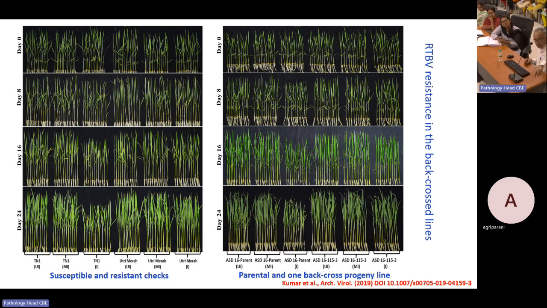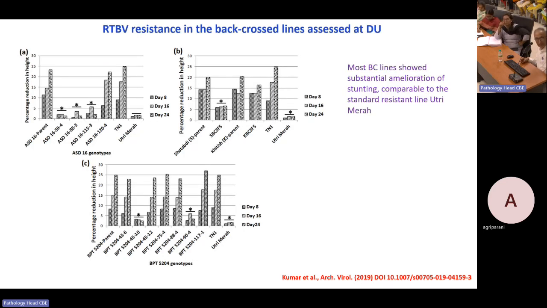Whereas you have the ASD16 parent on the right panel and ASD16-1153, which is one of the promising backcross lines. So you see, even at day 24, the stunting is very mild in the backcross lines, almost as much as Utri Merah. So the resistance level in Utri Merah has now been recreated. In Gaurav's more data, percentage reduction in height, I don't want to go into too much detail. And these are again the backcross lines, ASD16 parent, 59.4, 88.3. You see the percent reduction drastically falls, almost like Utri Merah. The ones on the right are some of the vector lines from Kalyani.